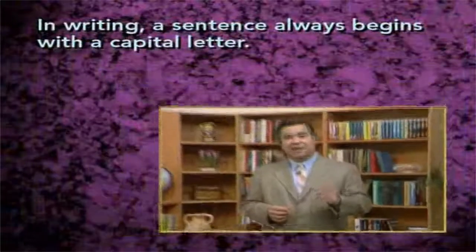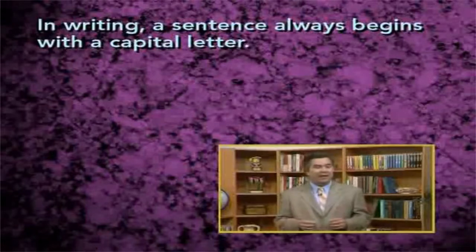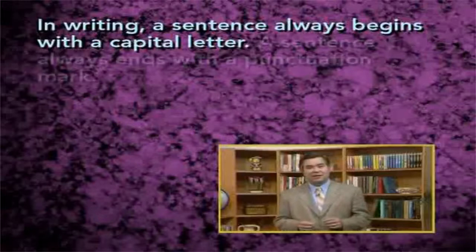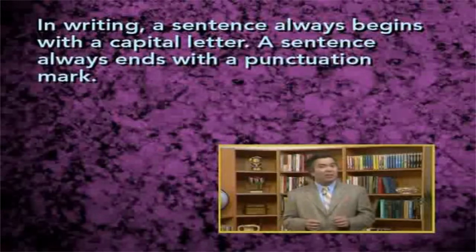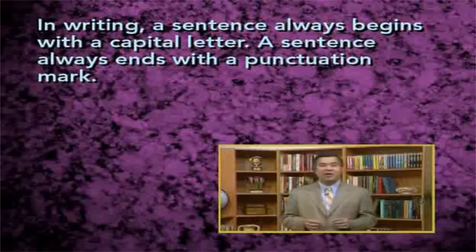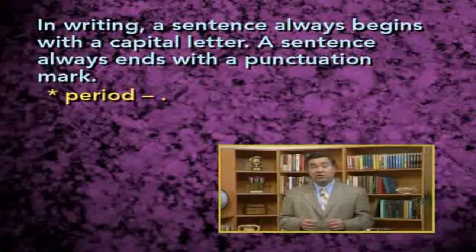So writing in English must consist of complete sentences. In writing, a sentence always begins with a capital letter. That's one of the larger letters that stands out on the page and indicates in English the beginning of a sentence. A sentence always ends with a punctuation mark, and there are a few different choices for punctuation marks that you can use to end a sentence. The most common punctuation mark to use to end a sentence is a period.